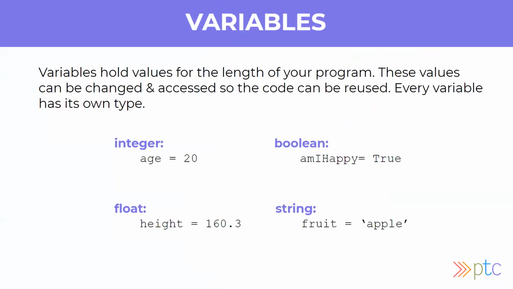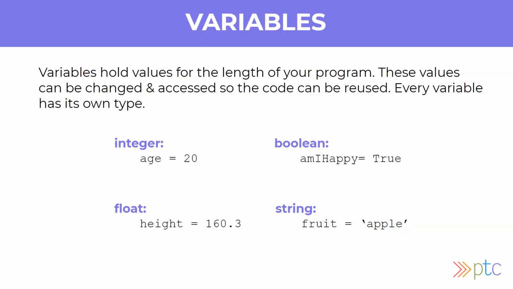Variables in Python are used to hold values. This value can be changed and accessed so that code can be reused. It is what the compiler will hold in memory for the length of your program. To create a variable, you give it a name and a value. Variables have types. In Python, your variables will automatically be given a type, so there's no need to specify. But here are the common types of variables.